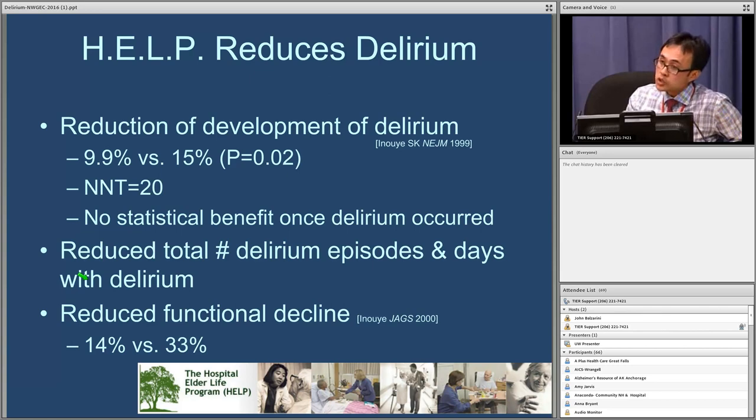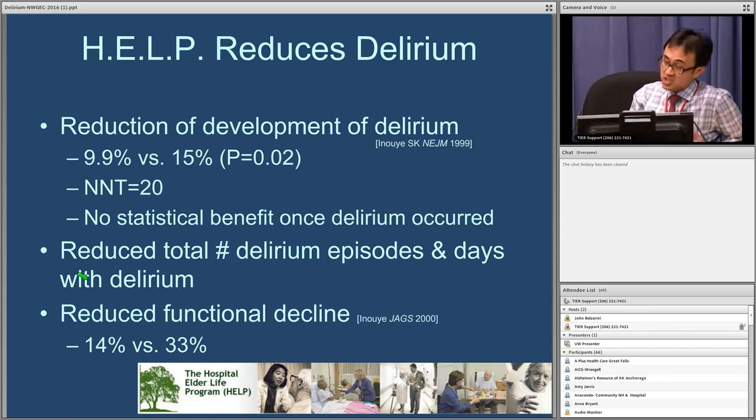But the unfortunate thing with the original study that was developed in 1999 was that once delirium occurred, there was no statistical benefit to using HELP. So the biggest bang for your buck, the best evidence for its use, is prevention. And that's what I was stressing before. That's why it's important to identify people who are most at risk for developing delirium so that you can intervene upon it before it happens.